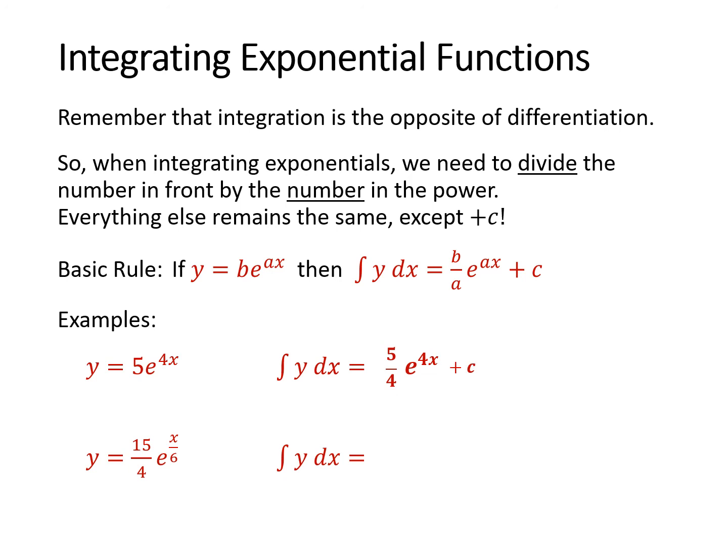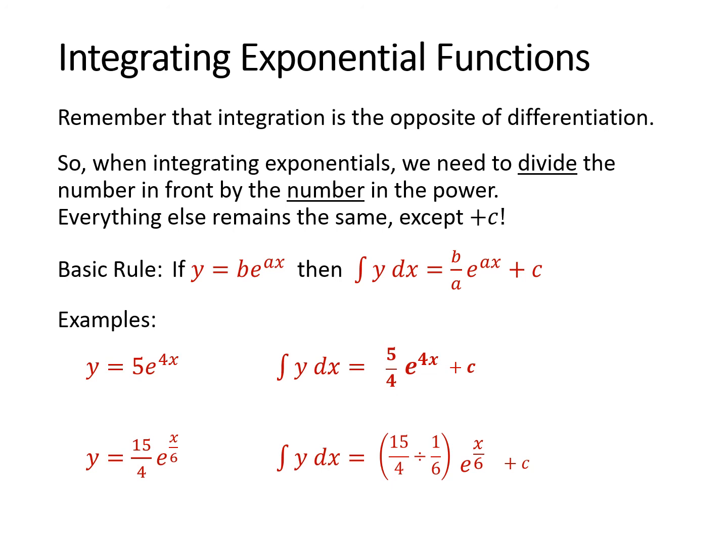Let's look at the second one. So we've got 15 over 4 e to the x over 6. So the e to the x over 6 stays the same. The number in front, we've got to divide 15 over 4 by 1/6. So I've just written it there, 15 over 4 divided by 1/6. And we don't forget we need the plus c.